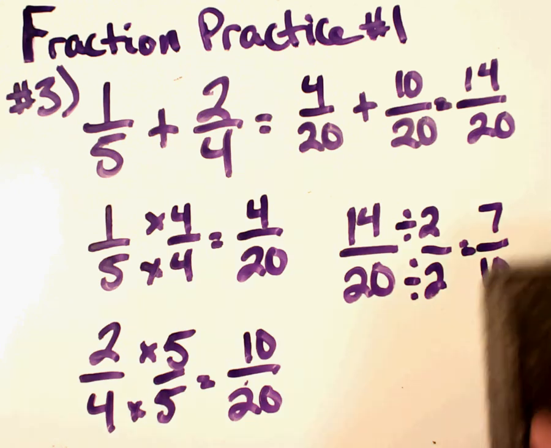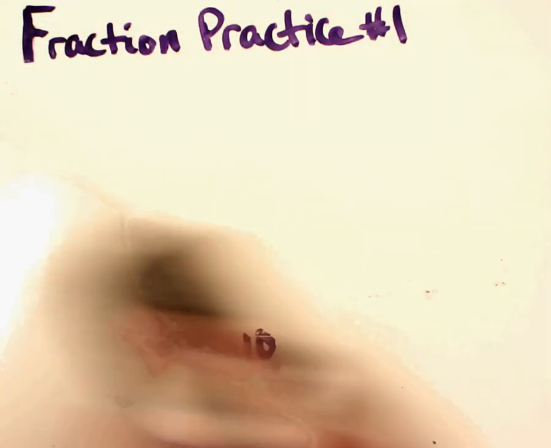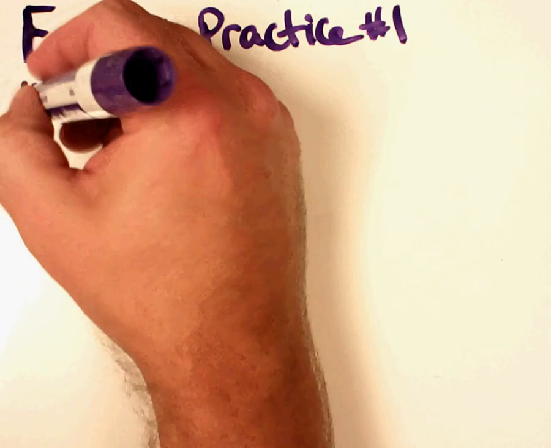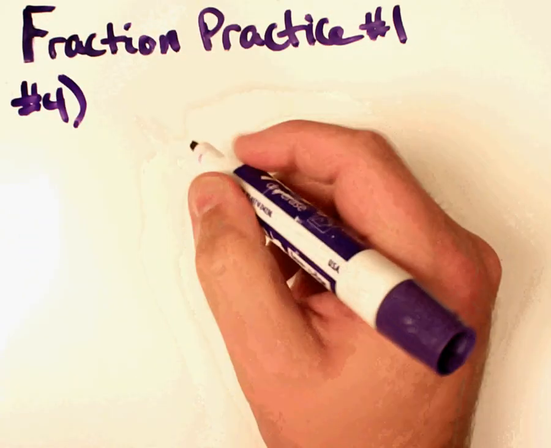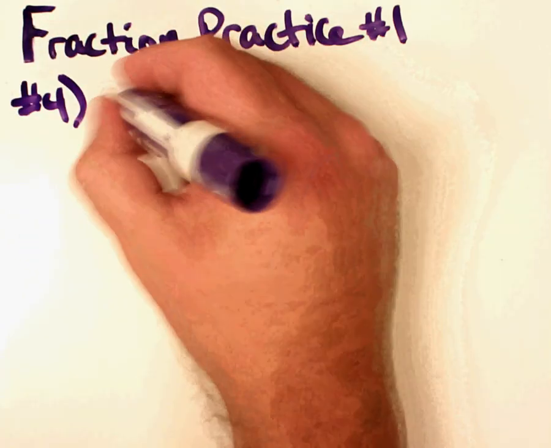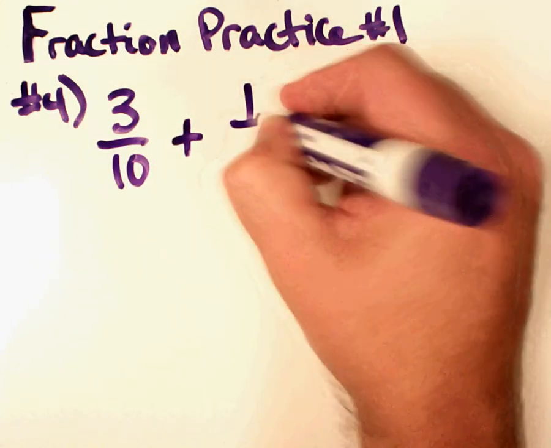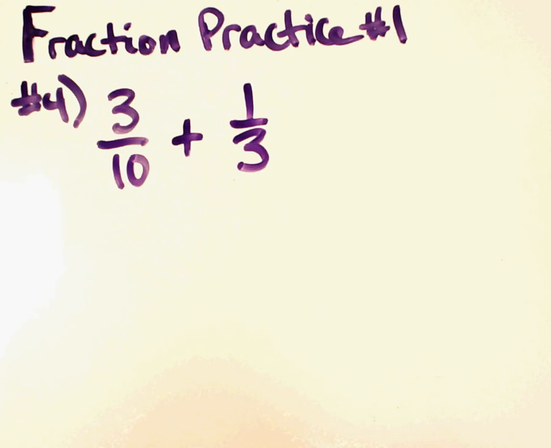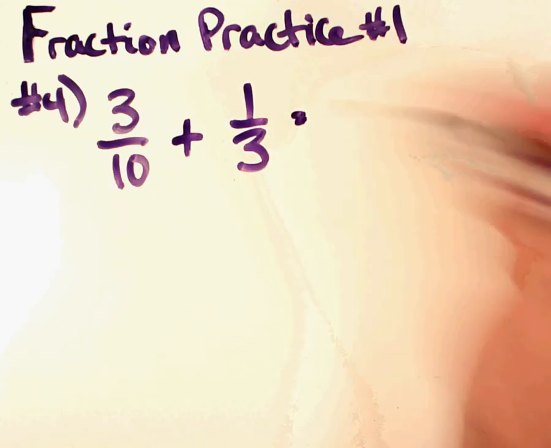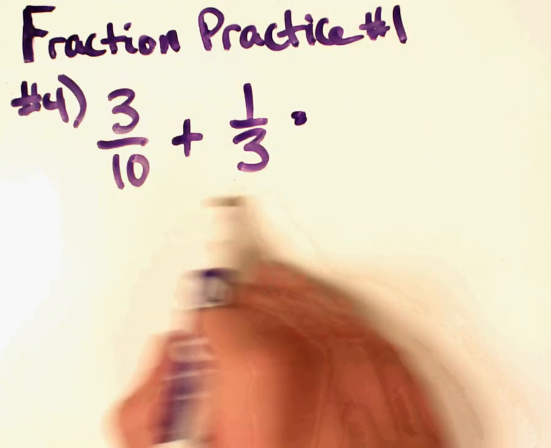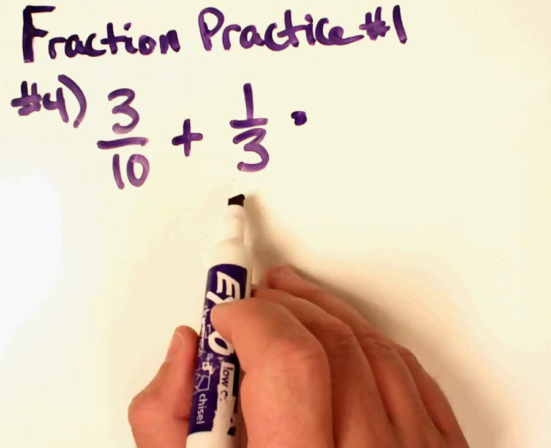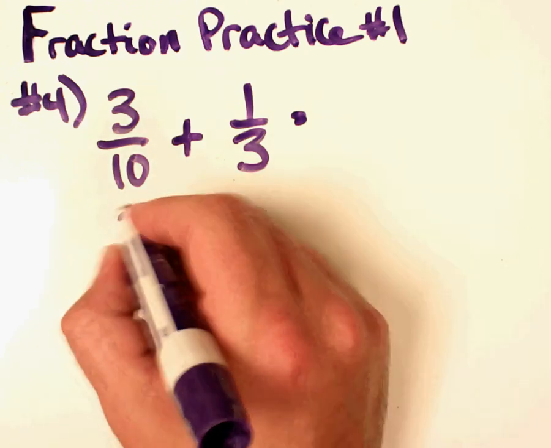All right, let's go on to number 4. Number 4 is 3/10 plus 1/3. Cannot add these because they have unlike denominators. So I need to find equivalents for both.